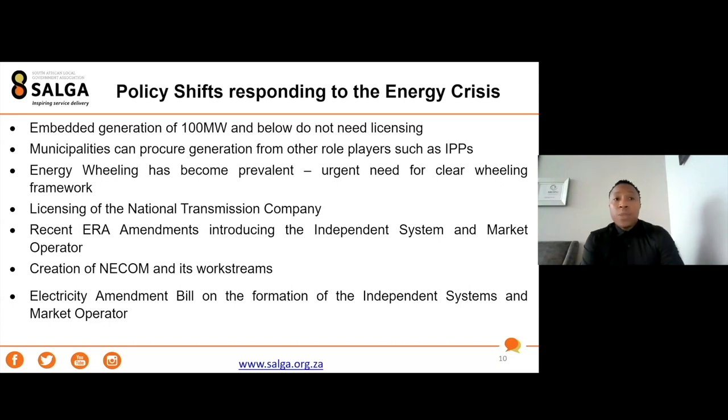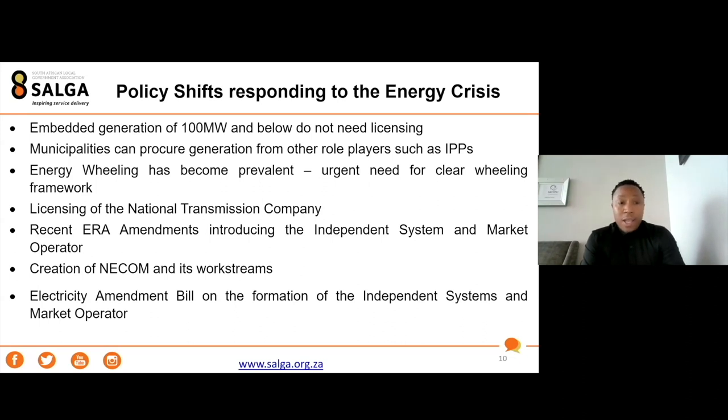which also is more of paving the way for municipalities to be able to procure and use some of the distributed energy resources for the purposes of participating in the market. Wheeling has been prevalent, and that's why on the National Energy Crisis Committees, we have developed a draft framework, which is now submitted to NERSA for NERSA to consider in their governance processes and approve as quickly as possible.